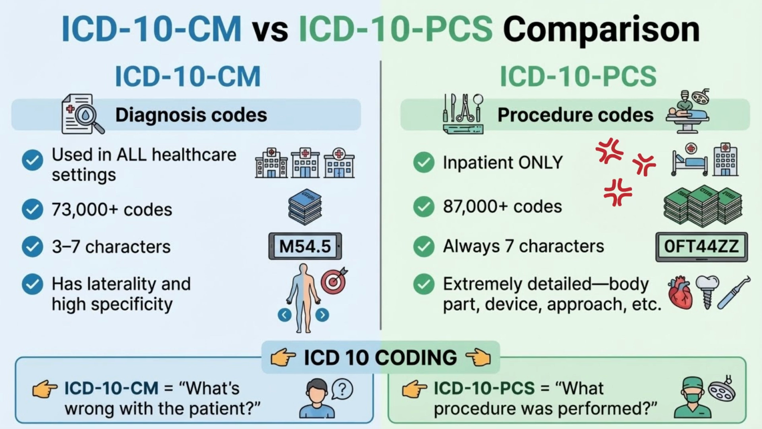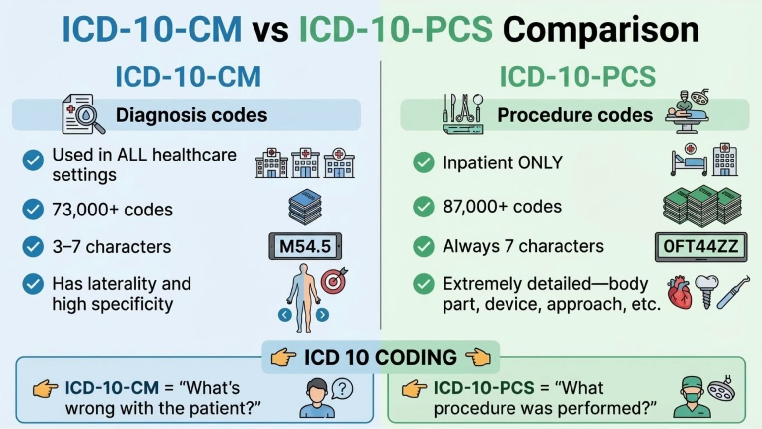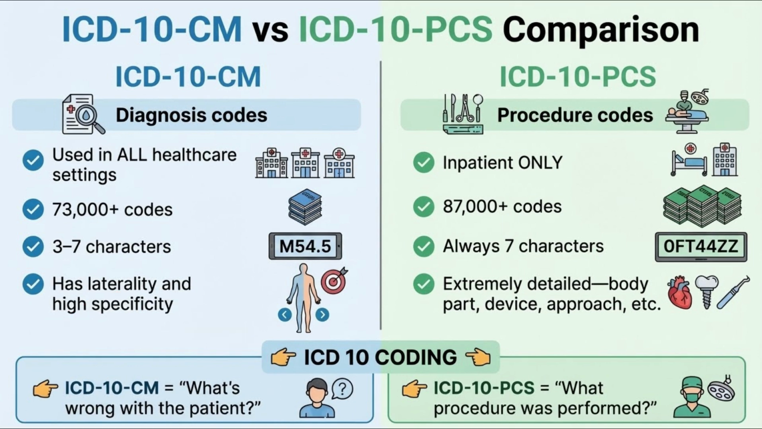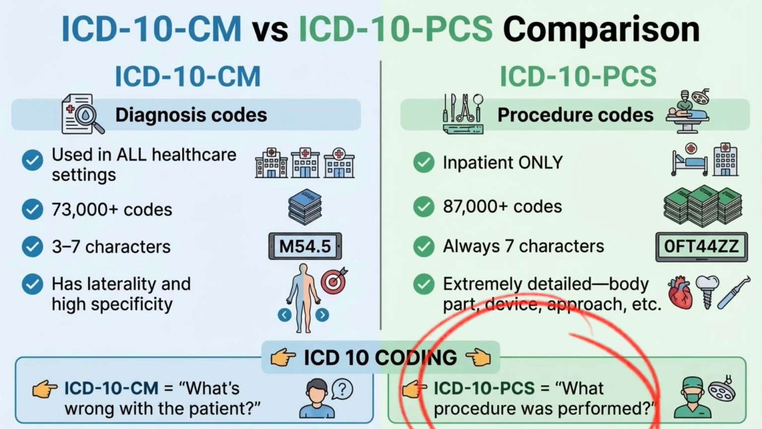ICD-10-PCS, also called procedure codes. They are used in inpatient only. They are 87,000 plus codes, always 7 characters. They are extremely detailed: body part, device, approach, etc. So remember, ICD-10-CM equals what's wrong with the patient. ICD-10-PCS equals what procedure was performed.